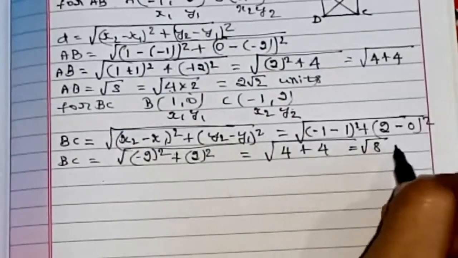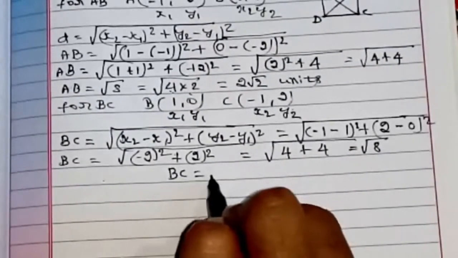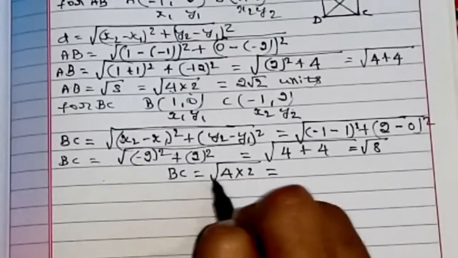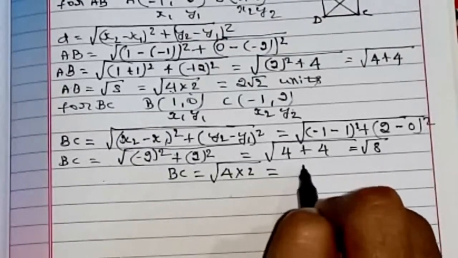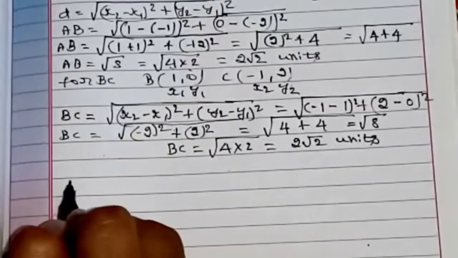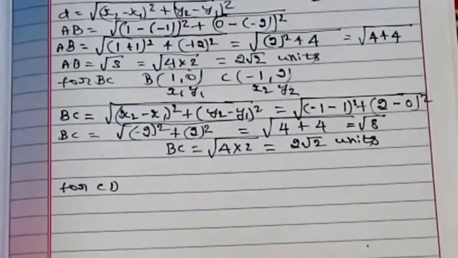So root 8 can be written in the form of BC is equal to the square root of 4 into 2. What is the square root of 4? The square root of 4 is 2. So BC is 2 root 2 units.